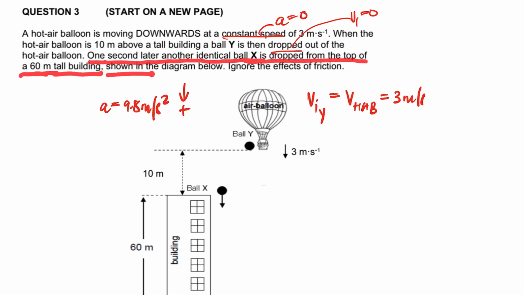Now it says 1 second later, another identical ball X is dropped from the top of the 60-meter tall building shown in the diagram below. So ball X is dropped there. Ball X, its initial velocity is equal to 0, so it's going down. Now, shown in the diagram, ignore the effect of friction.